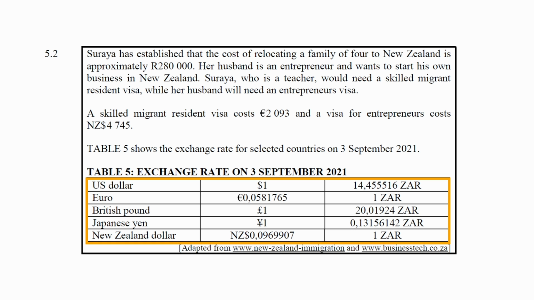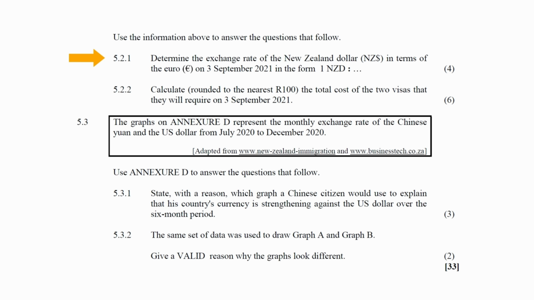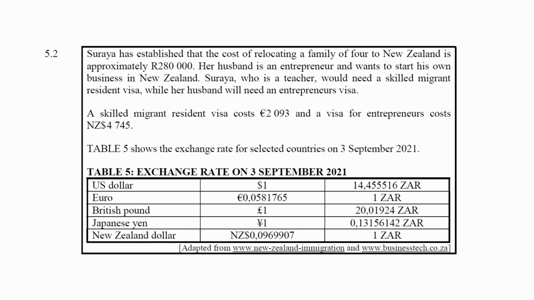You are also given an exchange rate table for the different currencies. In question 5.1, you have to determine the exchange rate of the New Zealand dollar in terms of the euro on the 3rd of September 2021 in the form of 1 New Zealand dollar to euros. From the table, 1 South African Rand equals 0.0969907 New Zealand dollars.